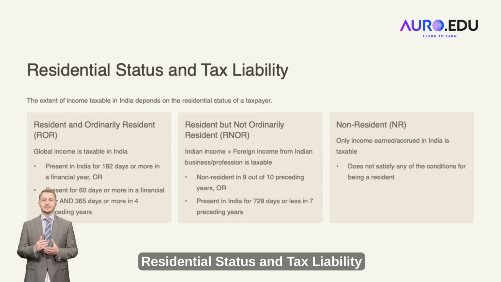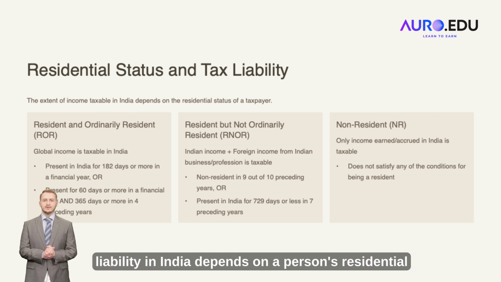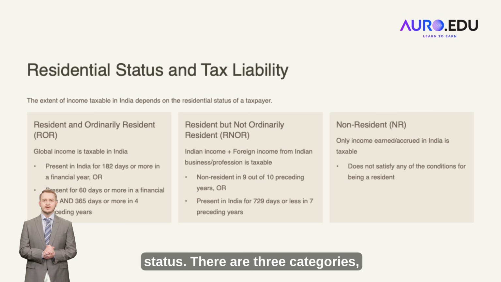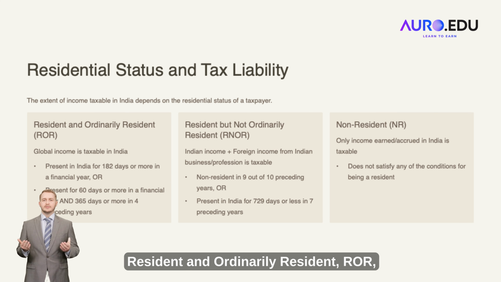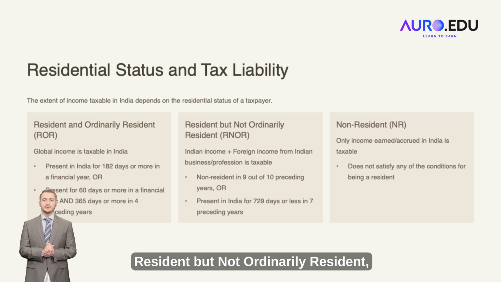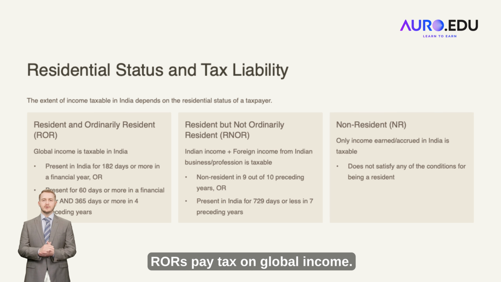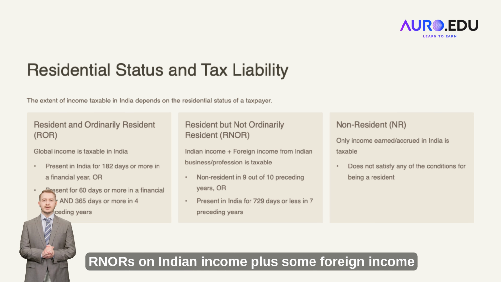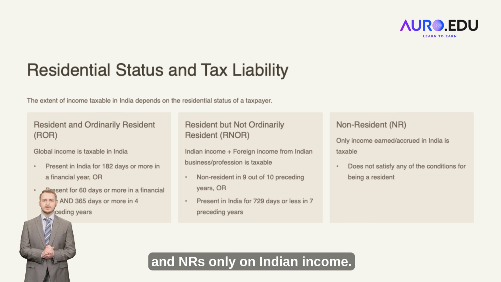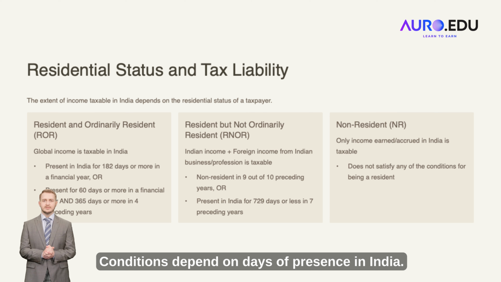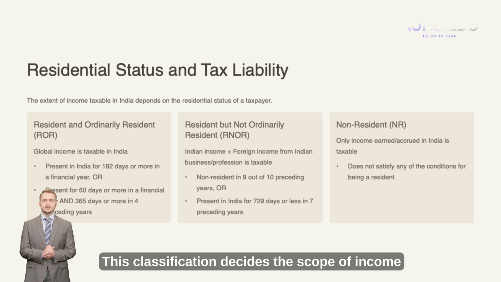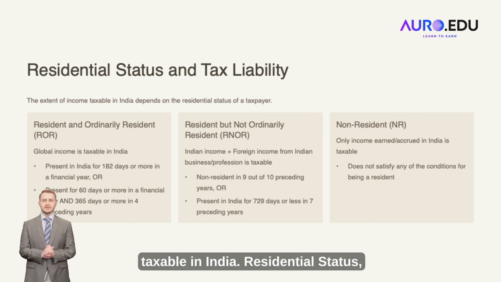Residential status and tax liability. Tax liability in India depends on a person's residential status. There are three categories: resident and ordinarily resident, ROR; resident but not ordinarily resident, RNOR; and non-resident, NR. RORs pay tax on global income, RNORs on Indian income plus some foreign income, and NRs only on Indian income. Conditions depend on days of presence in India. This classification decides the scope of income taxable in India.